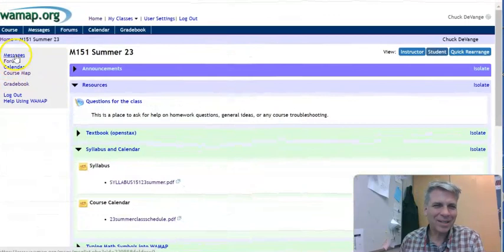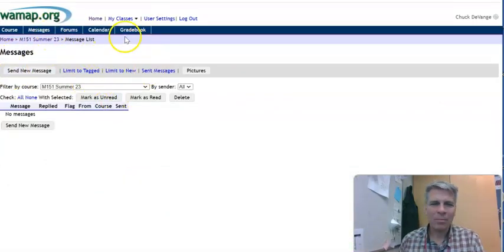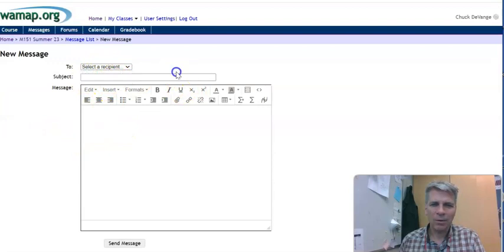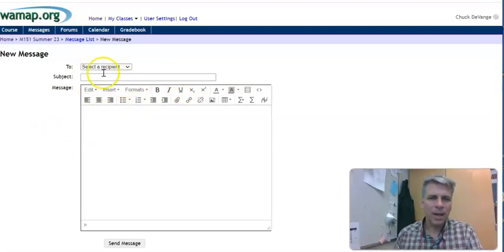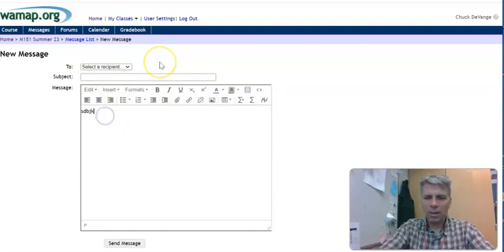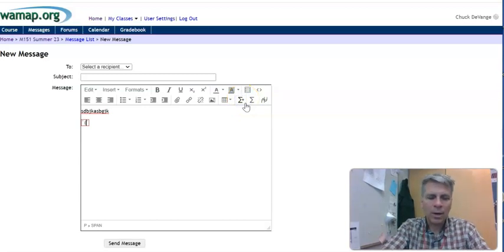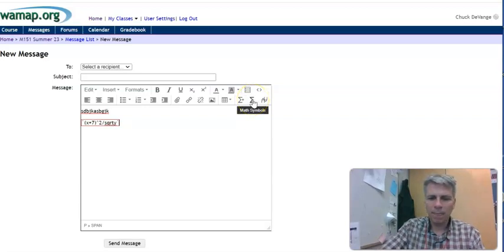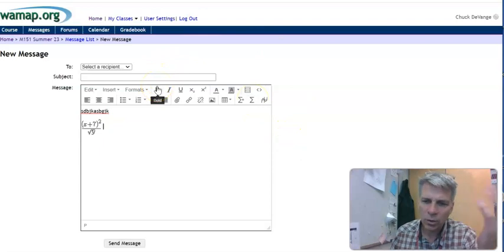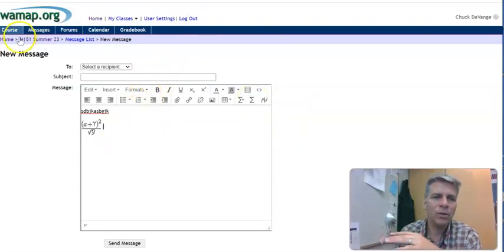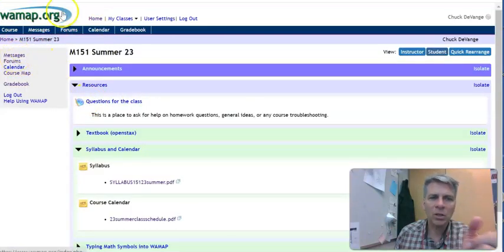If you look over here where it says messages, you can send emails within our WAMAP program. I'm going to send a new message. There's only one person enrolled, but I'd send it to me like this. What I love is you can type math in here. If you look at add new math, there's other shortcuts too, which you can look into. Let's say I wanted to say x plus 7 quantity squared divided by the square root of y. You can type it and it'll write it the way we would actually write it, which is fantastic. It makes it a lot easier for us to communicate to each other. So if you're going to message me there.